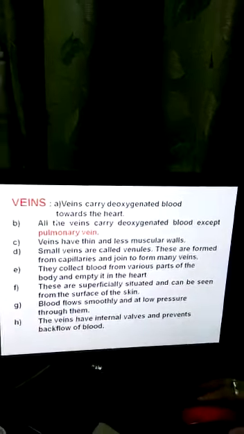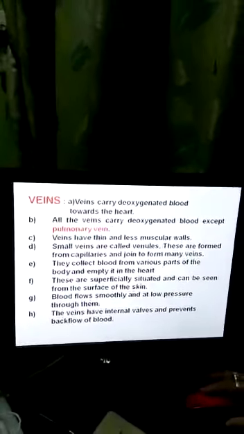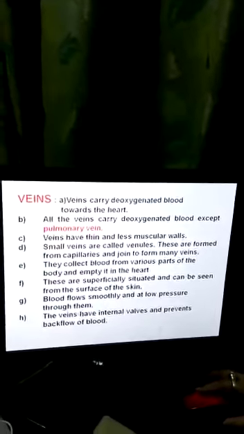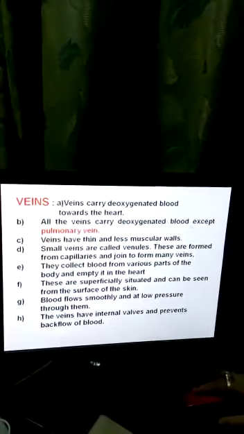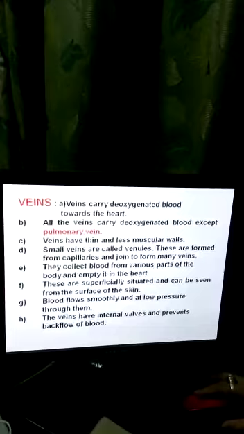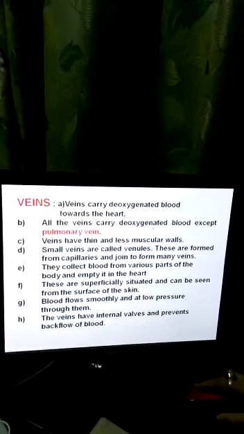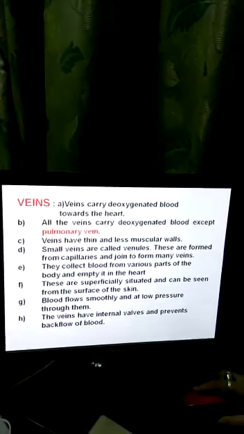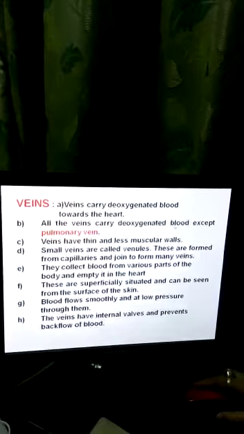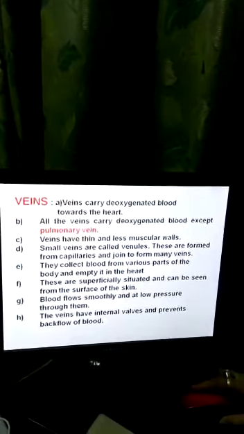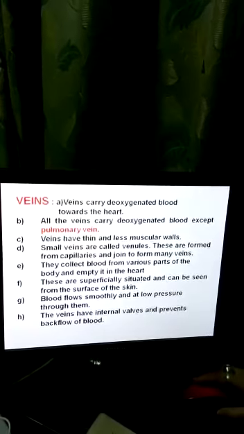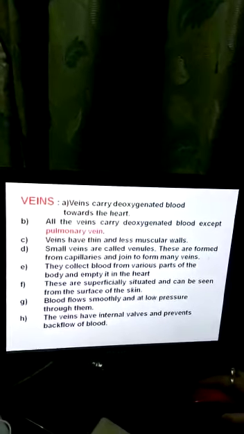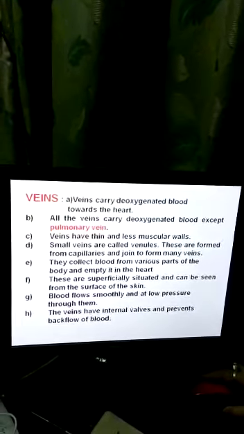Next come veins. Veins mainly carry deoxygenated blood towards the heart. All the veins carry deoxygenated blood except pulmonary veins. So remember, all the veins carry deoxygenated blood, but the pulmonary vein carries oxygenated blood. Don't get confused. Next, veins have thin and less muscular walls. Small veins are called venules. These are formed from capillaries and join to form many veins.